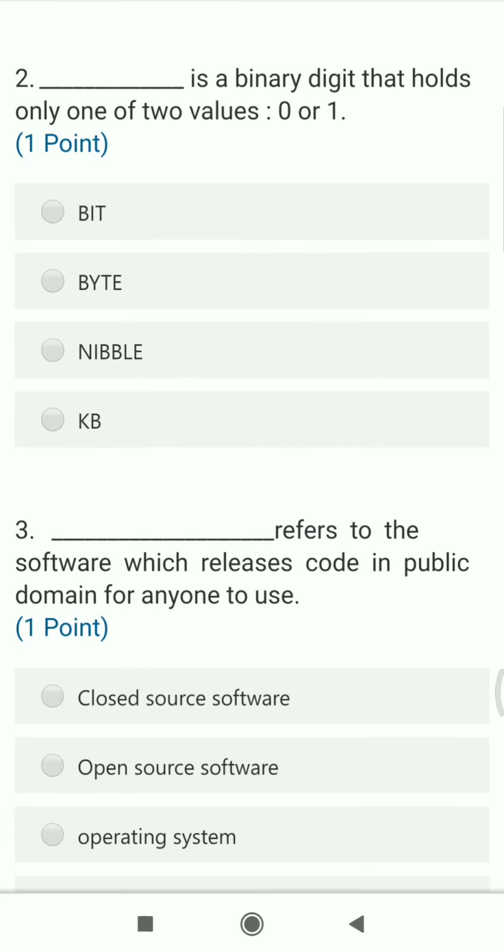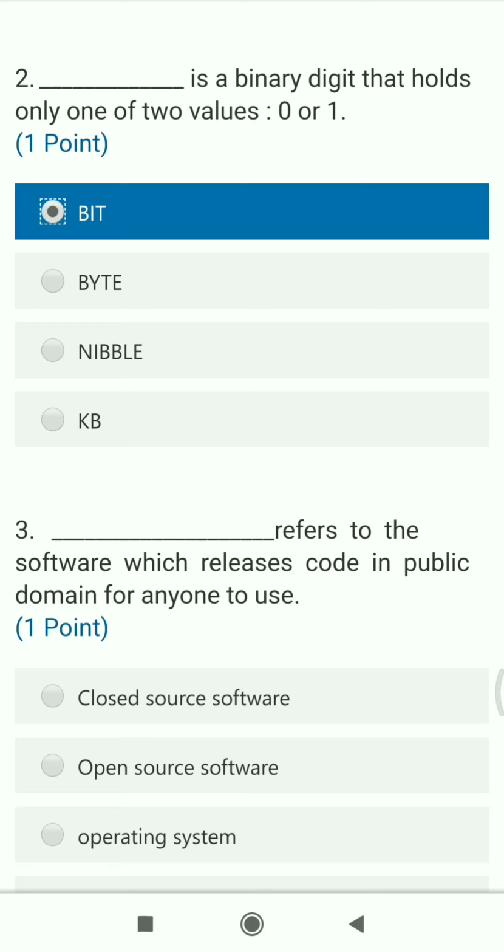Next question: dash is a binary digit that holds only one of the two values, that is 0 or 1. The options are bit, byte, nibble, KB, that is kilobyte. The right answer here is bit. A bit is a binary digit which holds a single value, and that value should be only 0 or 1. So at a time it will be 1 or 0.